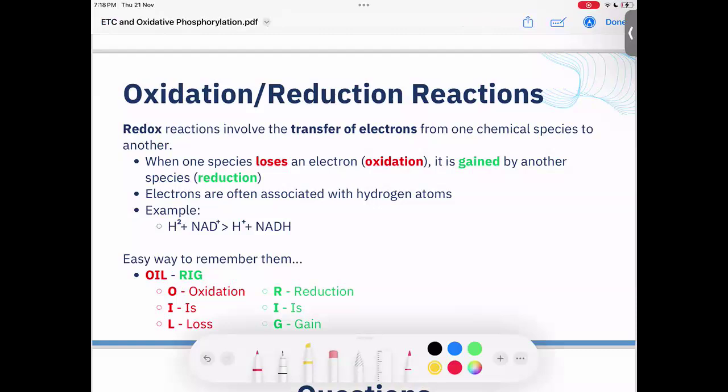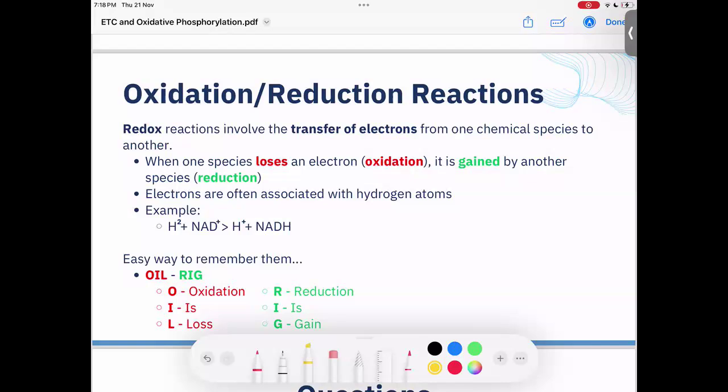The process of gaining an electron is known as reduction. And I brought you guys an example here that we're going to see later on when we talk about the electron transport chain, which is when we have hydrogen atoms and then we have the electron carrier, NAD+. NAD+ has a positive charge, and so it needs an electron to balance itself. And the hydrogen has two electrons because it's H2.